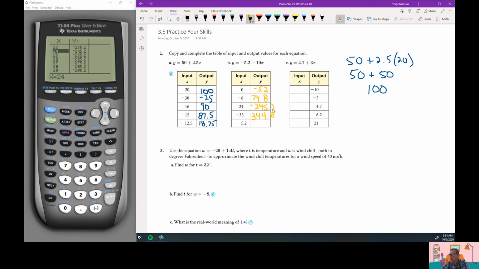The problem is we don't have decimals, but we kind of do. We can do second window for table set. I can say that I want to start at negative 5.2, and I want it to go by 0.2s, the change in the table. That's what that triangle means. It's delta table, change in table. So there's 46.8.